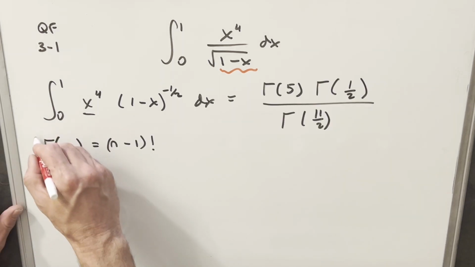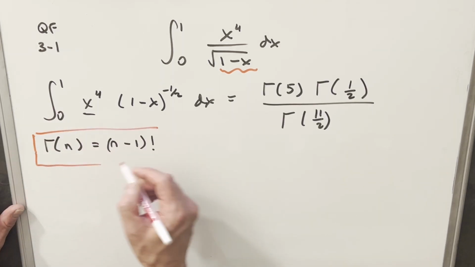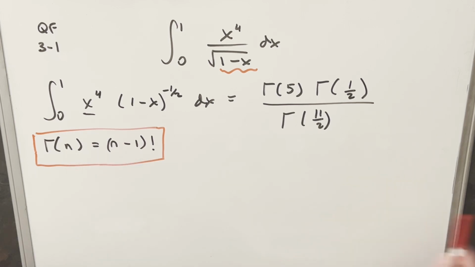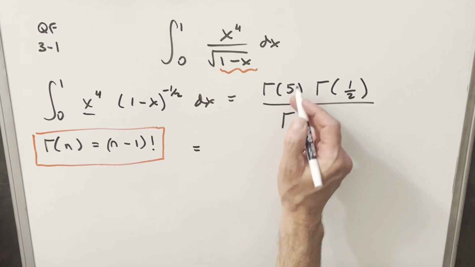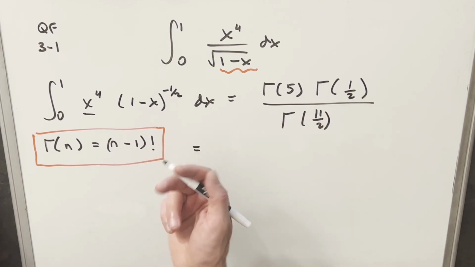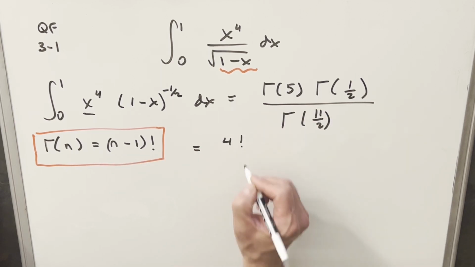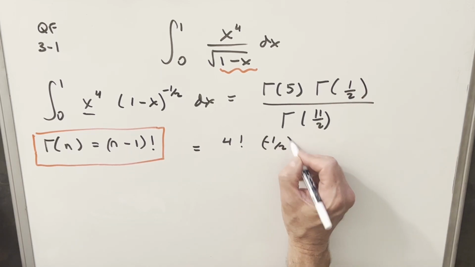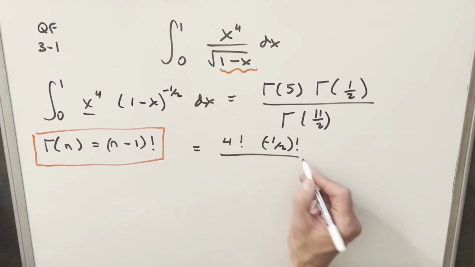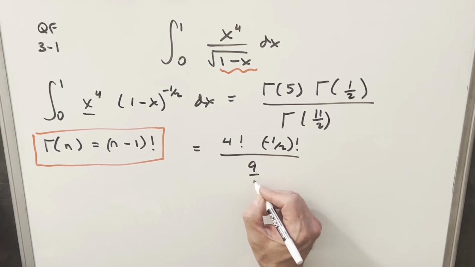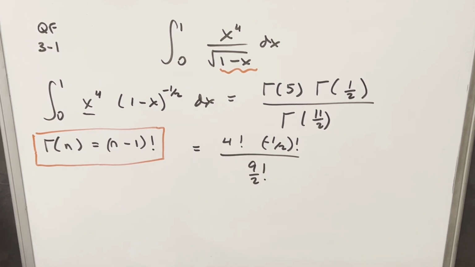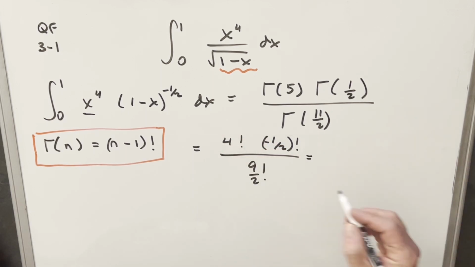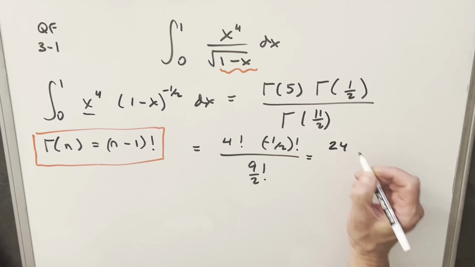Now from here, I'm going to use this formula over here on the left, which allows me to calculate the gamma function in terms of factorials. So let's do that right now. For gamma of 5, we have n minus 1, or 5 minus 1, which is 4 factorial. Then gamma of 1/2 is going to be minus 1/2 factorial, which we'll get to in a minute. And this one is going to be 9/2 factorial. For 4 factorial, you can just multiply that out: 4 times 3 times 2 times 1 gives us 24.